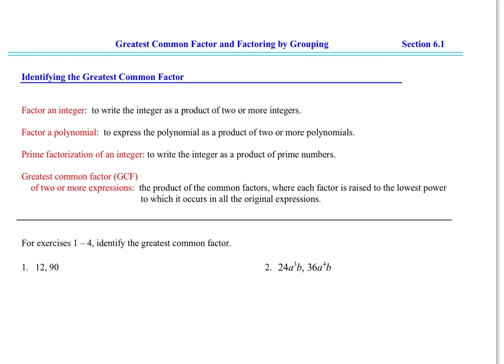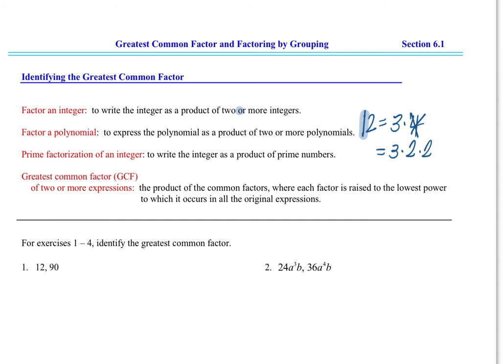The top three are basically saying that to factor something means to write it as a product. And then at the bottom, prime factorization of an integer means to write an integer as a product of two or more prime, that's the key, prime numbers. So 12, for instance, we wouldn't want to just say that 12 equals 3 times 4, because 4 is not prime. The prime factorization of 12 would be 3 times 2 times 2.